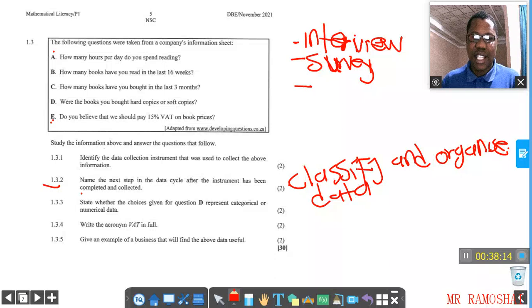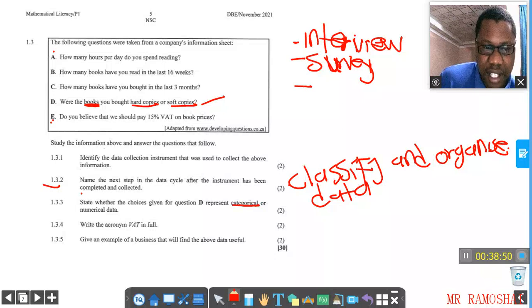Now if you check the books here, you understand? So when I give the answer, let's say now they use the interview. As an interview, when I give the answer here, I must categorize that the books that I bought were soft copies or hard copies. So it means the data here is being categorized. The data is being categorized. You understand? Right.